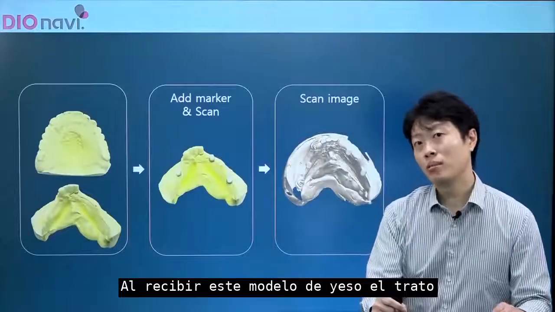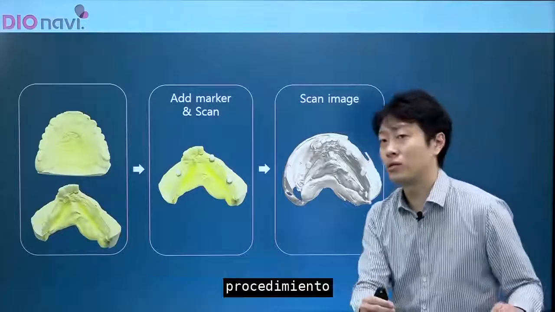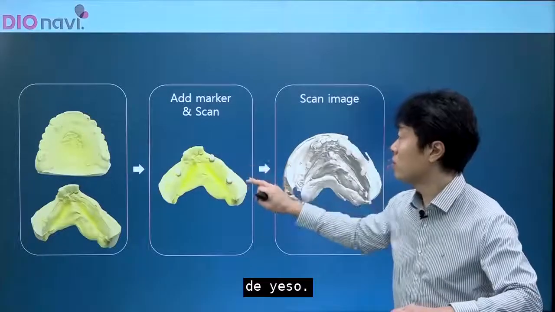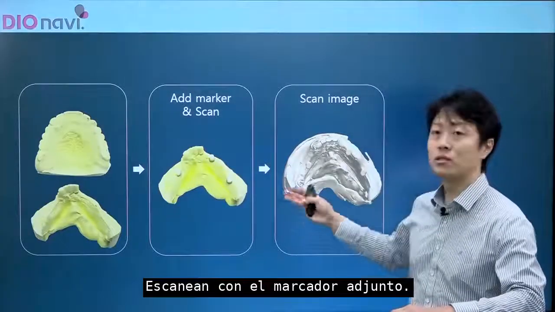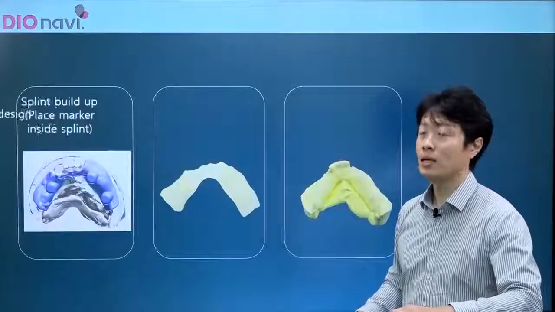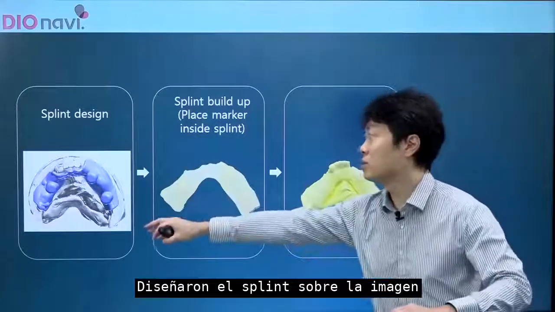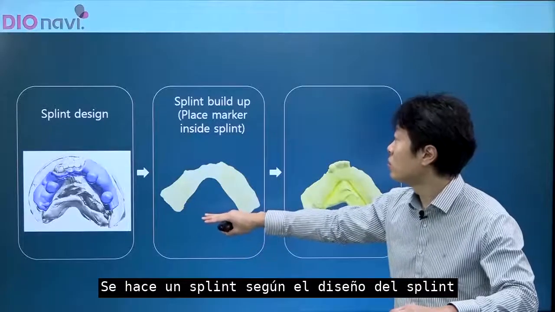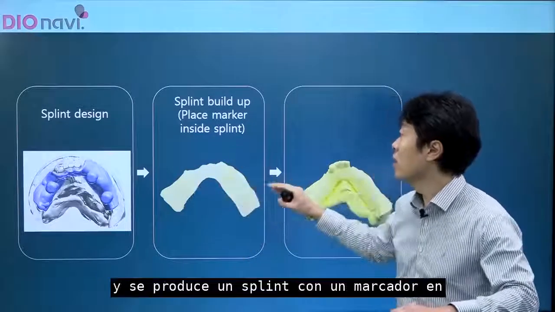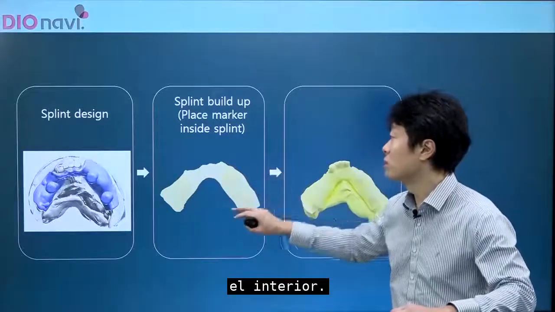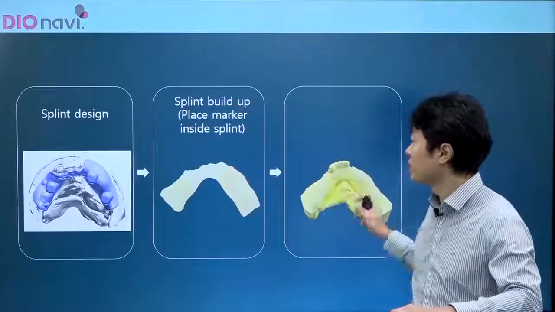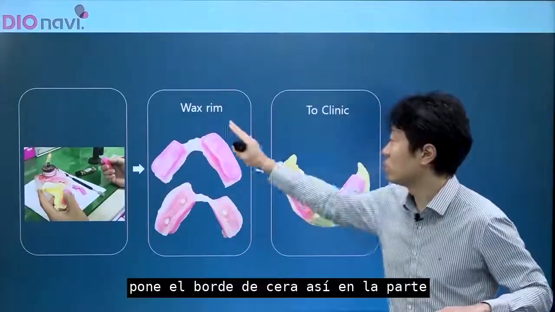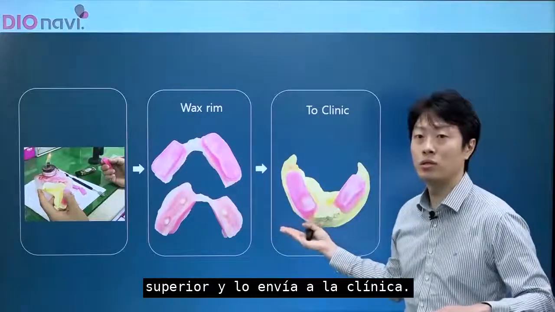When receiving this plaster model, the DIOnavi center performs the following procedure. First, they attach a marker to the plaster model. They scan with the marker attached. They design the splint on the scanned image obtained in this way. A splint is made based on the splint design, and a splint is produced with a marker inside. At this stage, the DIOnavi center puts the wax rim like this on the top and sends it to the clinic.